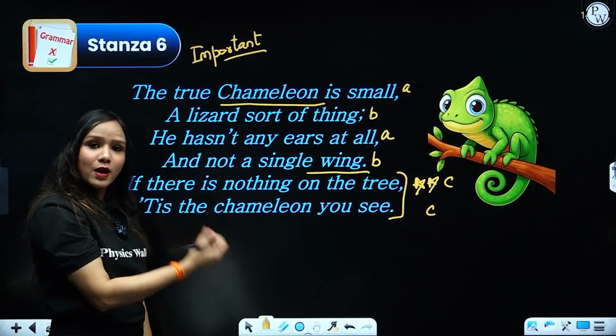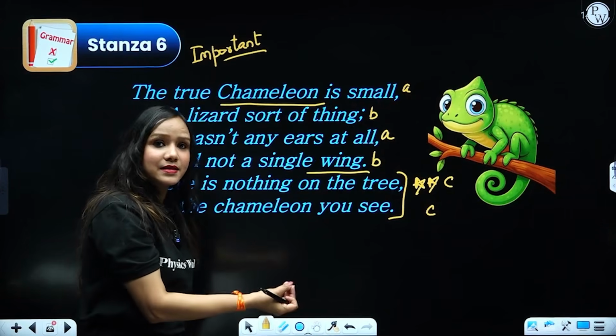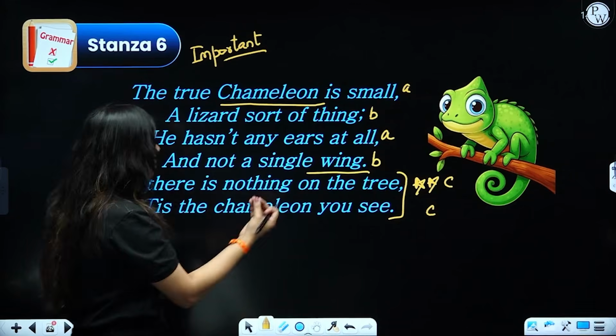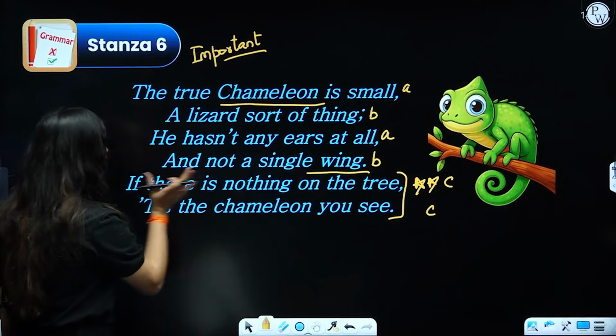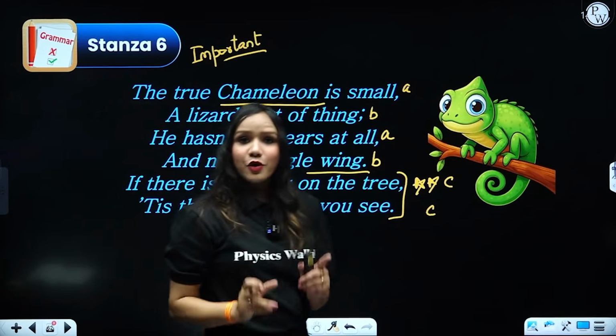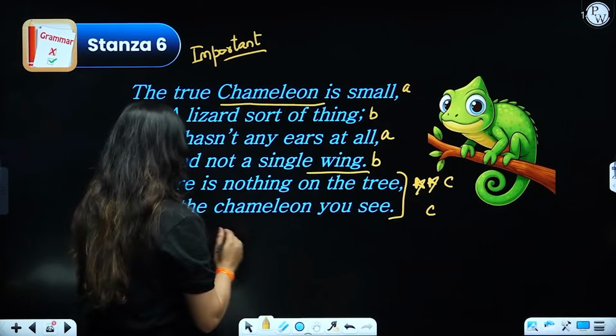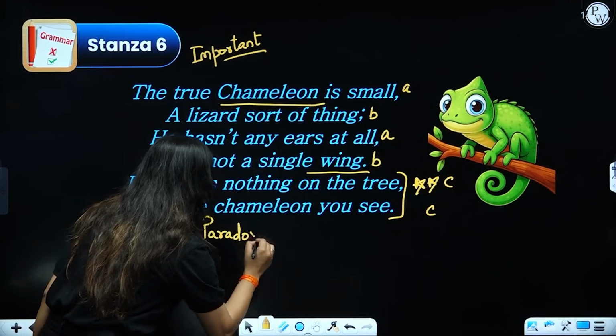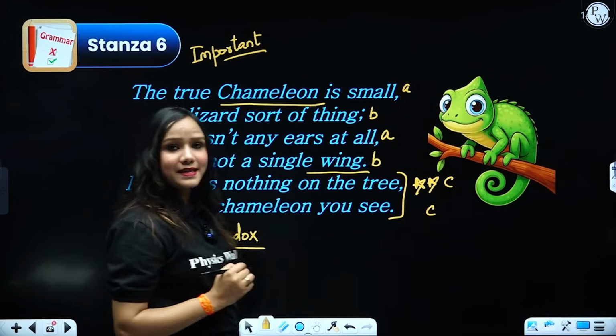It's a very small creature that looks like a lizard, but it does not have any ears, it does not have any wings, right? And not a single wing. If there is nothing on the tree, there is the chameleon you see. First of all, you should remember one literary device, which is paradox and irony as well. Why?